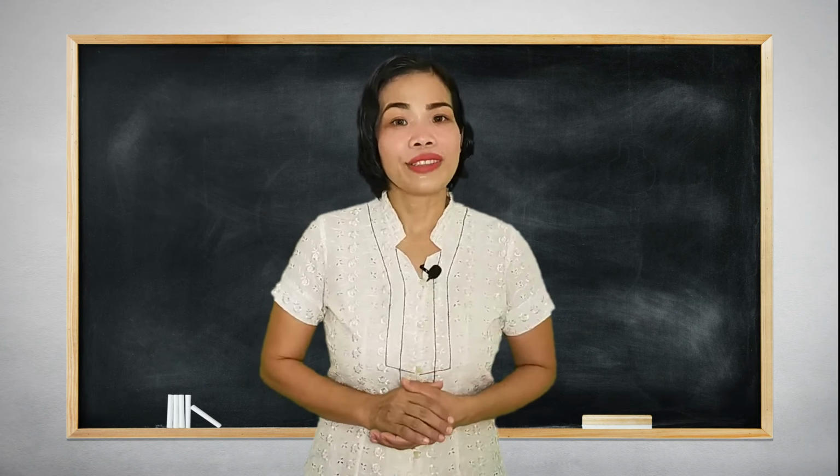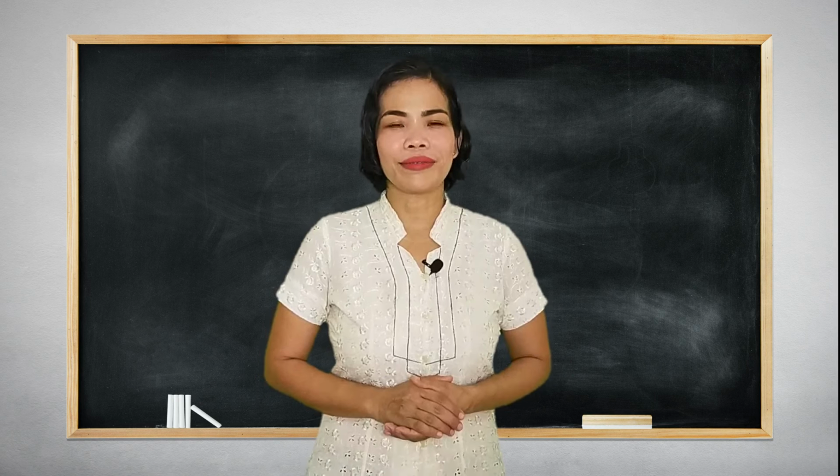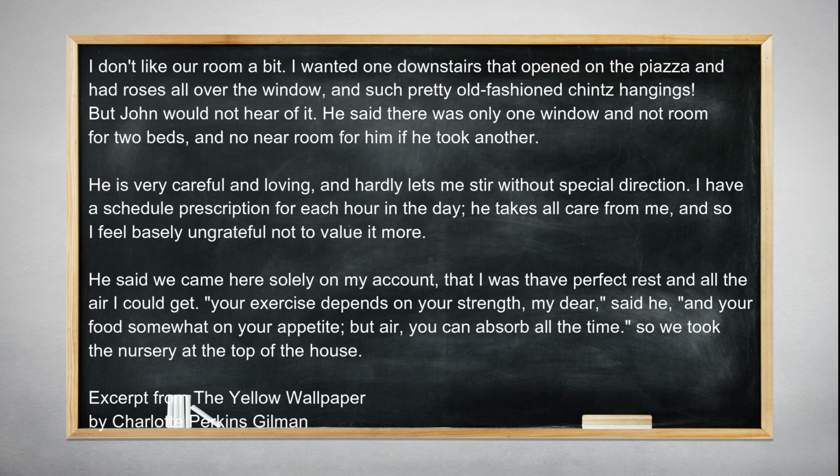Let's analyze this excerpt from The Yellow Wallpaper. I don't like our room a bit. I wanted one downstairs that opened on the piazza and had roses all over the window and such pretty old-fashioned chintz hangings. But John would not hear of it. He said there was only one window and not room for two beds, and no near room for him if he took another. He is very careful and loving and hardly lets me stir without special direction.